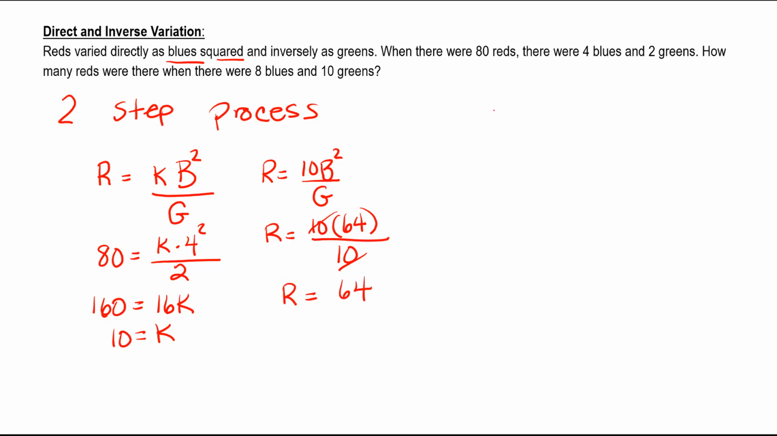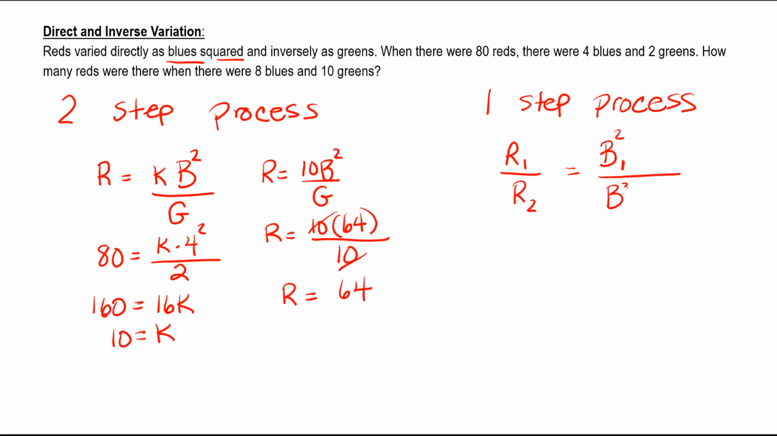So we can also do this with a 1-step process by setting up some proportions. And we do that by saying that when 2 values are directly proportional or vary directly, we would say that R1 over R2 is equal to, in this case, it says they vary directly as blues squared. So we would say blues squared 1 over blues squared sub 2. So the first blues value over the second blues value that were given.